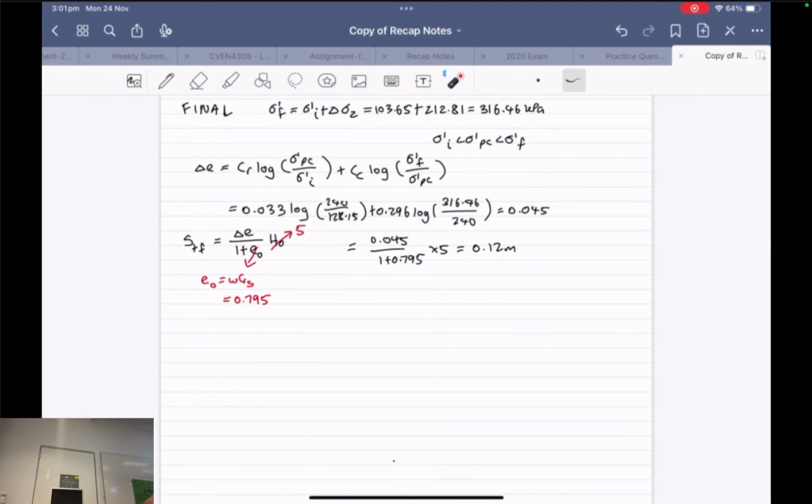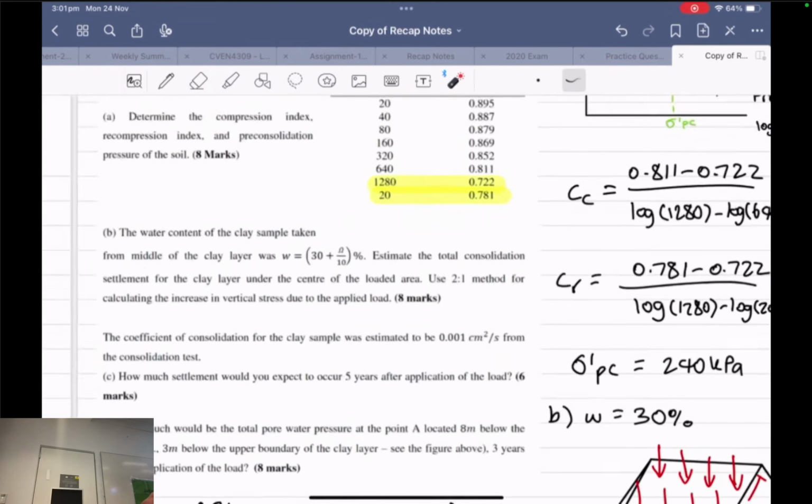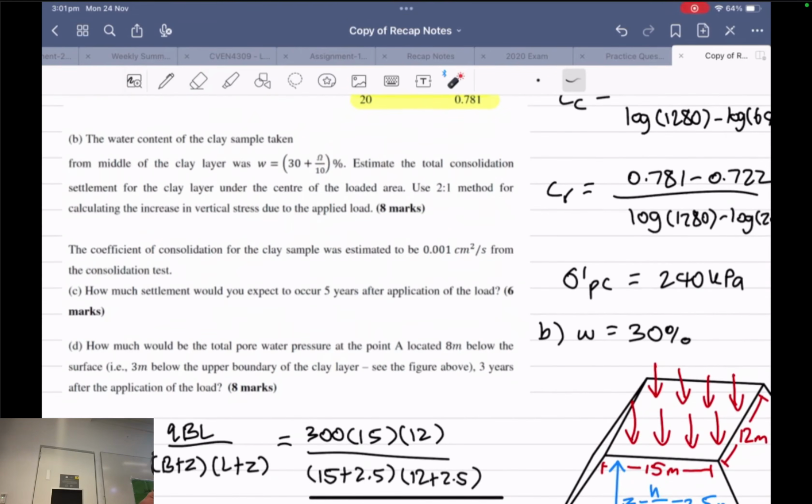Alright, so that's the settlement, that's what part B asks for. Part C, how much settlement would you expect to occur after 5 years of application of the load? So this is where you have rate of settlement, right? So you have settlement over a certain amount of time. So what are we given? We're given the coefficient of consolidation, that's CV, equal to 0.001.